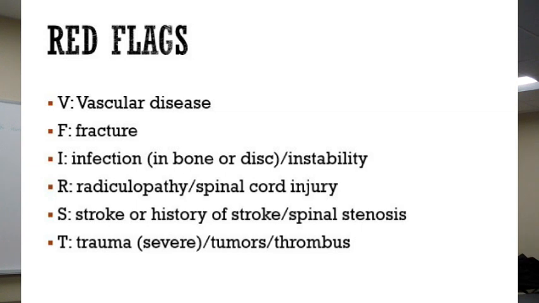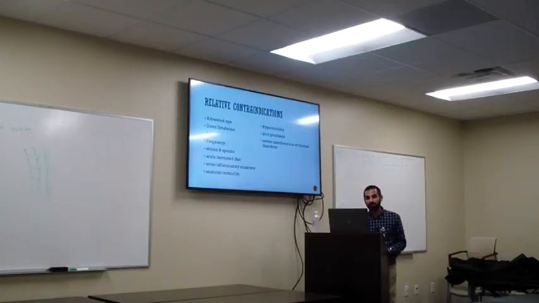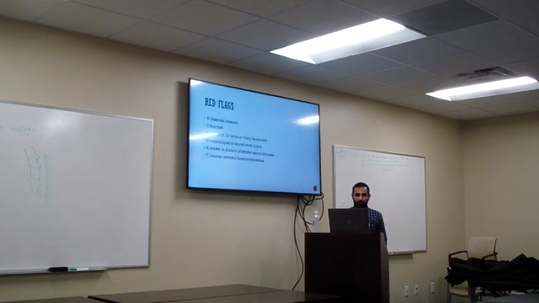These are just some red flags, a mnemonic: V first. Vascular disease, fracture, infection, radiculopathy. This radiculopathy is very relative because a lot of people do get referred to OMT clinic for radiculopathy, but it's more so for spinal cord injury like cauda equina syndrome or saddle anesthesia, things like that. That's what that means. Stroke, recent stroke, spinal stenosis, and trauma.